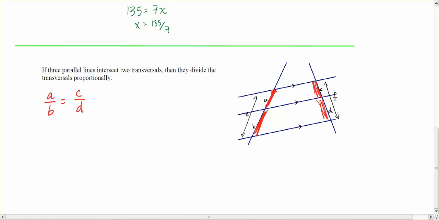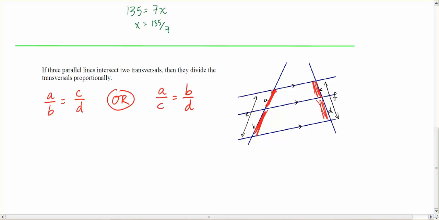Okay. There is an alternative too. You could also set up A goes with C the way that B goes with D. And that would be suitable too. Either way, the cross multiplying step is going to be the same. In both cases, you get A times D equals B times C.